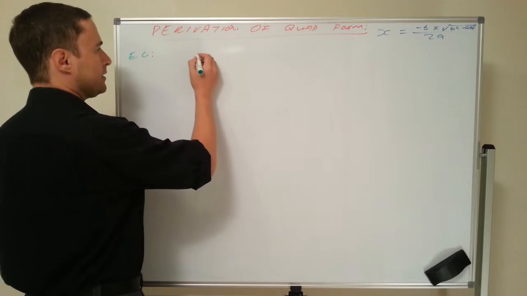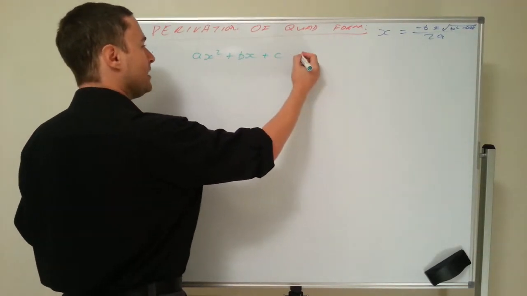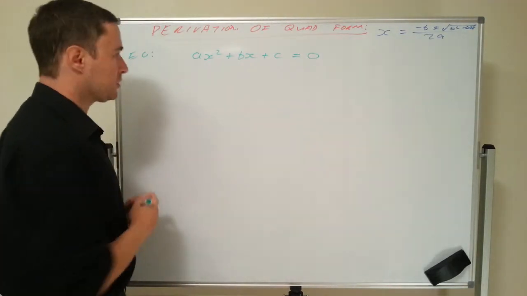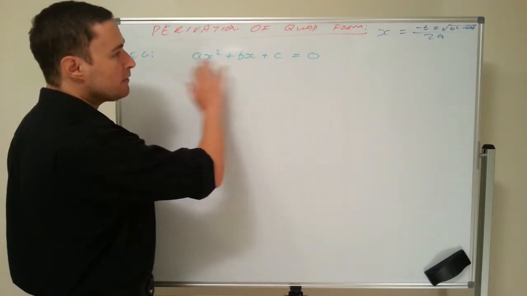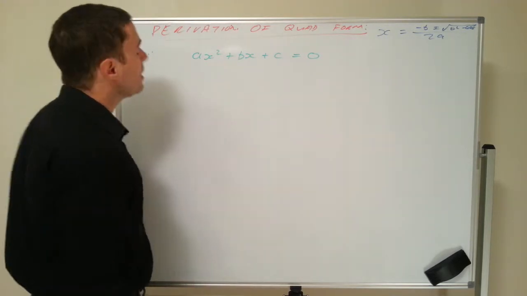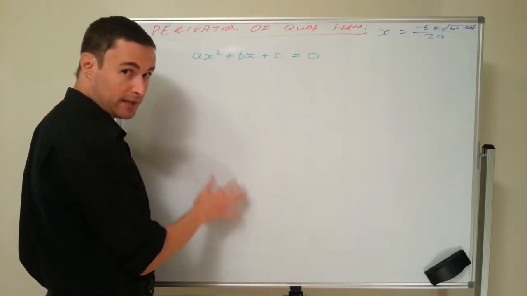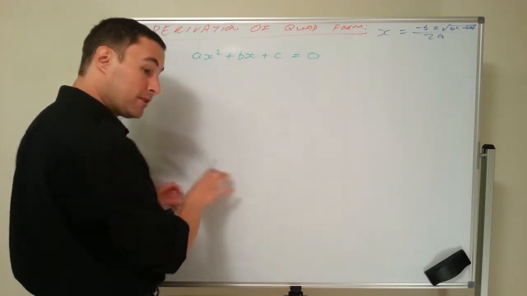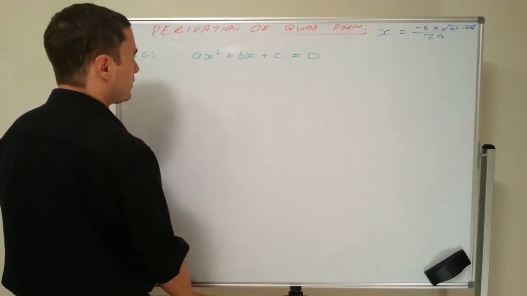If I've got something like this, ax squared plus bx plus c, and I want to find out what x is to make this equal to 0. So I want this whole thing equal to 0. Now, here's what I'm going to do. I'm going to leave the letters in, and I'm going to complete the square on this. It shows you where that comes from, which I think is useful to understand, because it also leads on to understanding a little bit about the graph. Right, so let's take a look at this.